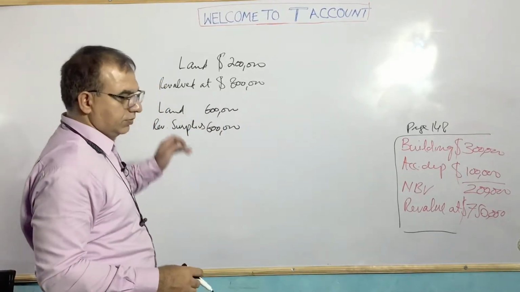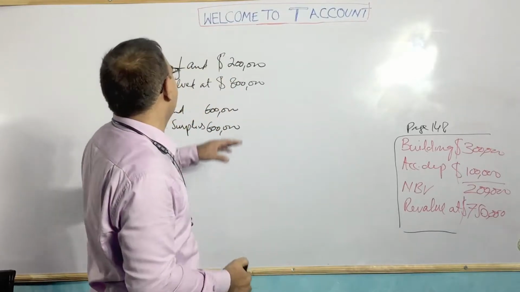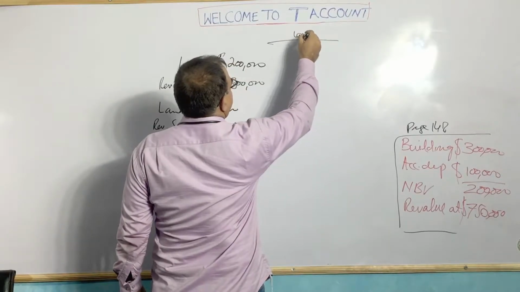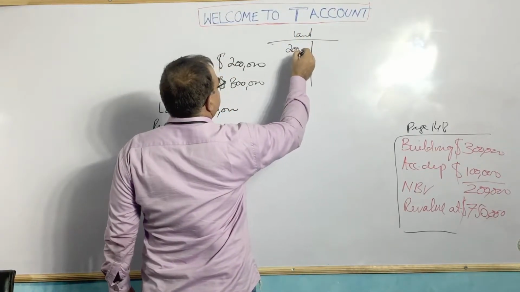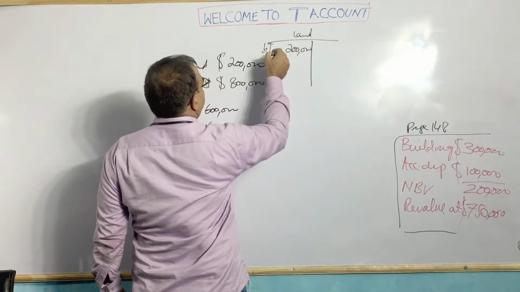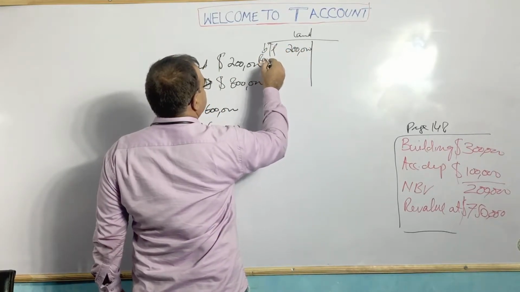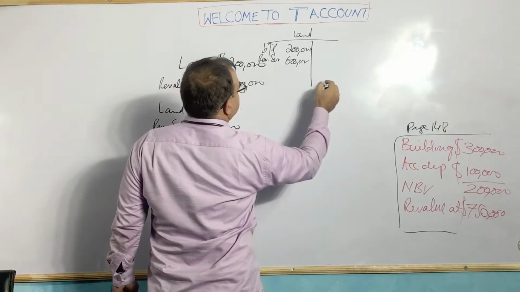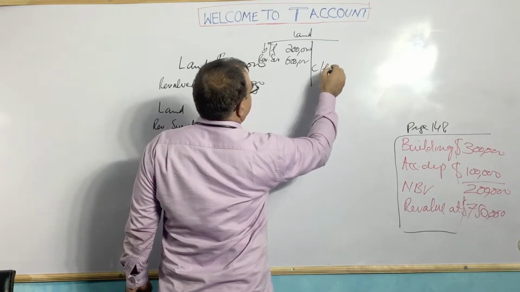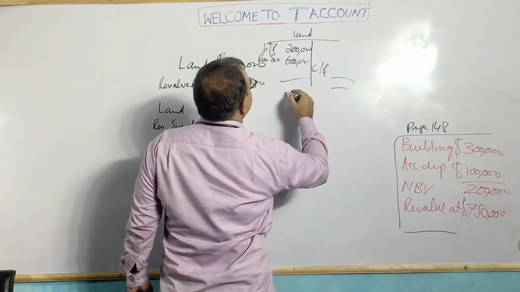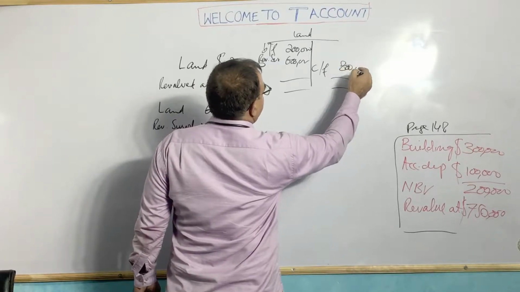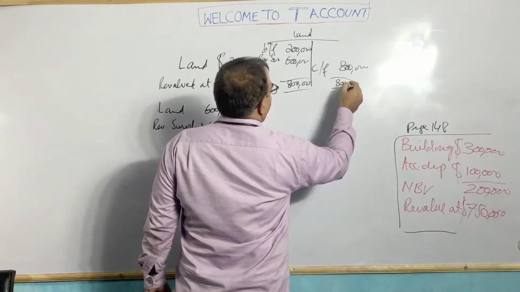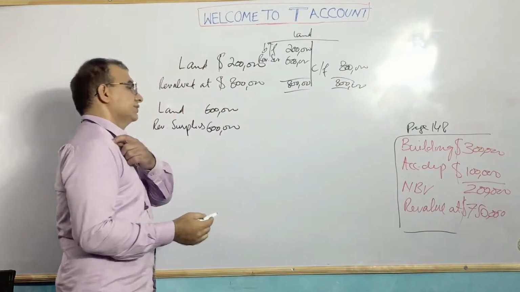Land increased in value by 600,000. In the ledger, for land we had 200,000 brought forward, and by revaluation surplus we have got 600,000 more. So now the carried value would be 800,000. That's what we wanted. That is the ledger balance.